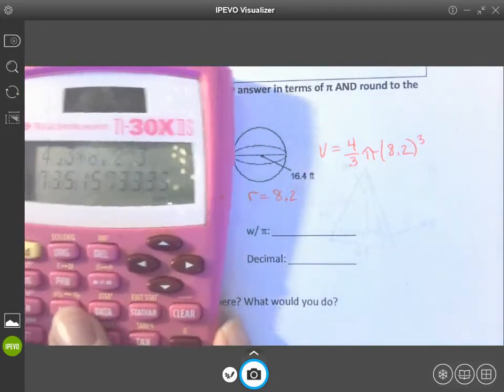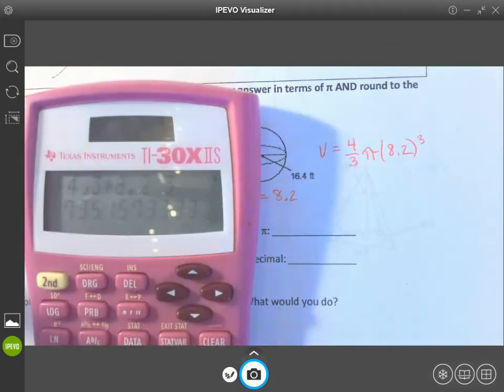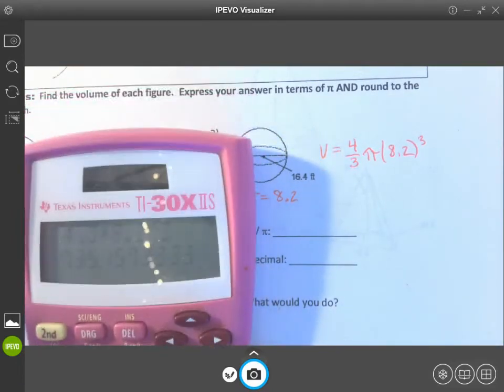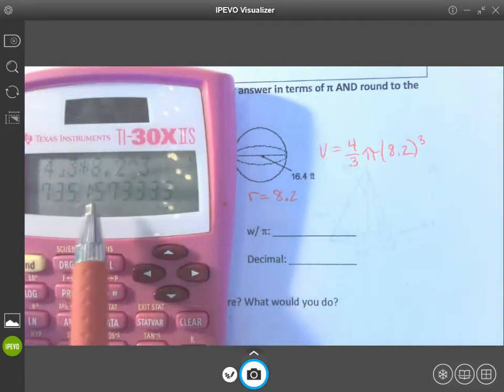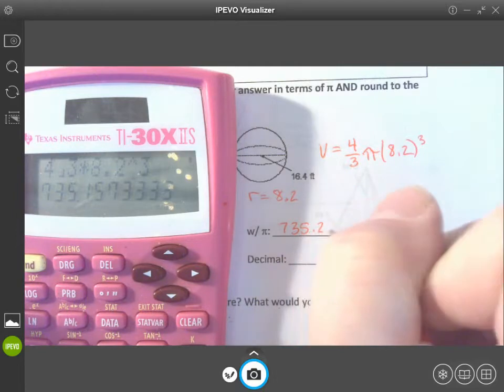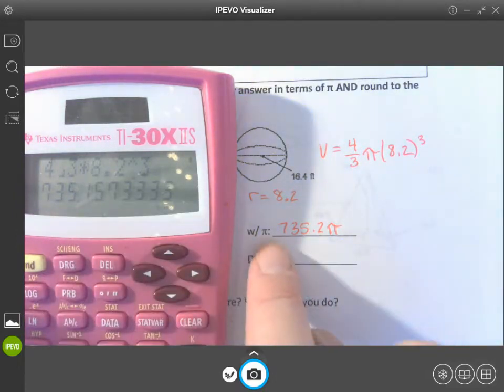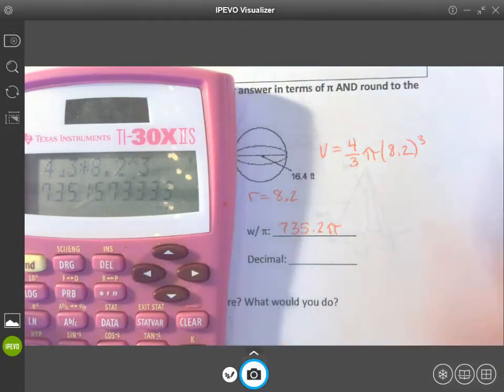It's not actually an exact answer. It is truly in terms of pi. So I guess if you look at this worksheet, it doesn't say, it says express your answer in terms of pi. This is not an exact answer. If I round this to 735.2 pi, I have rounded it. So notice it doesn't say exact, it just says with pi. And then this would be feet cubed.